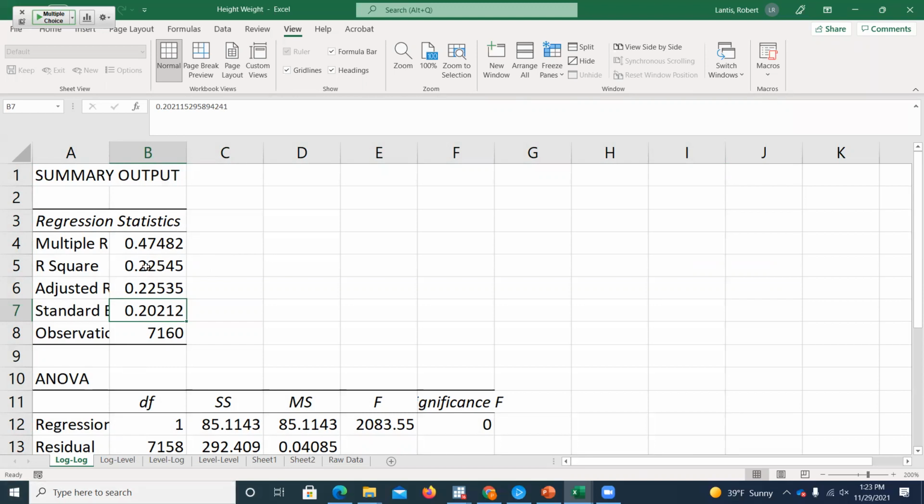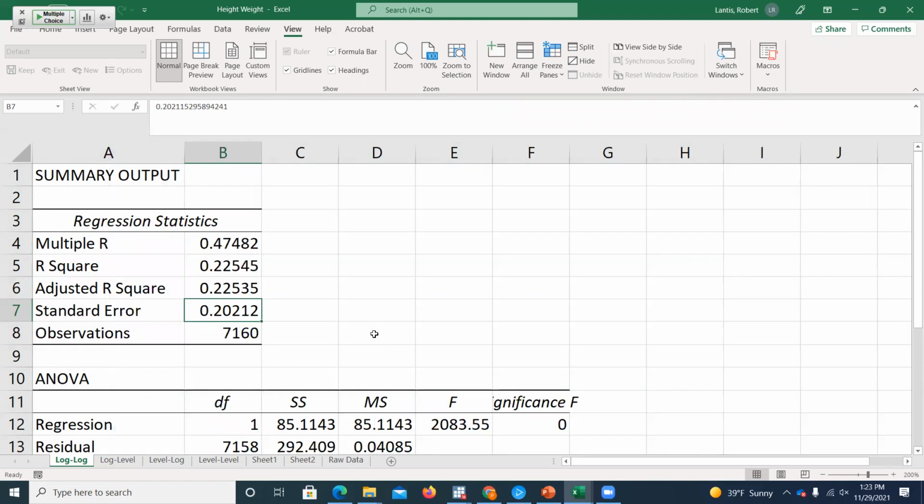So when we have this model just using one variable, we're able to explain 22% of the variation in our y variable of weight. Okay. Any questions on that before we keep moving here? Shouldn't be too bad.